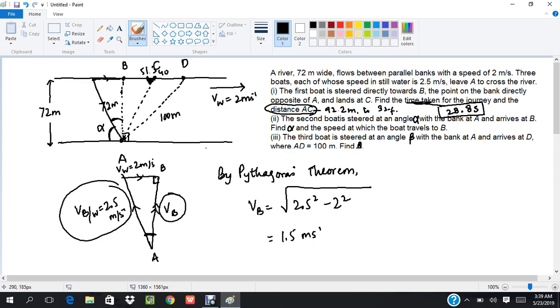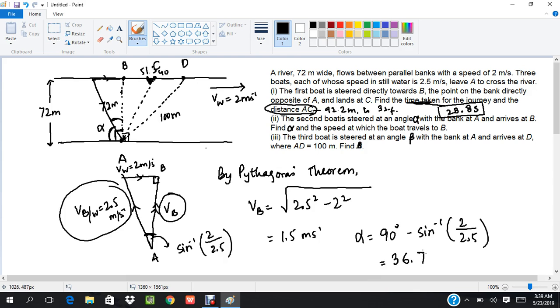Now, in order to find angle alpha, if I can find this angle, which is actually this angle, and subtract this from the whole of this 90 degrees, I can get alpha. So for this angle, it is simply a sine inverse of 2 upon 2.5. And angle alpha would be 90 degrees, take away sine inverse of 2 upon 2.5. So we have our answer coming out to be 36.9 degrees. Correct to one decimal place. Remember that answers in degrees need to be given correct to one decimal place. So we have done the second part as well. This was a very simple part. The last part now.